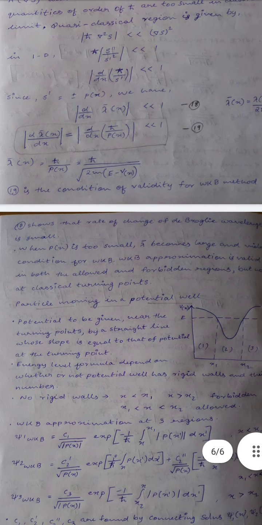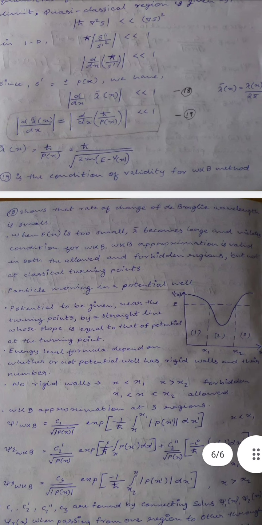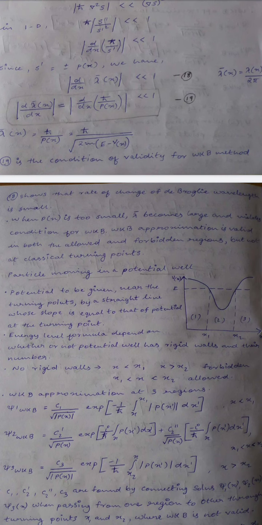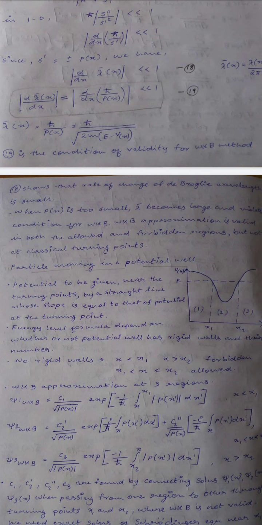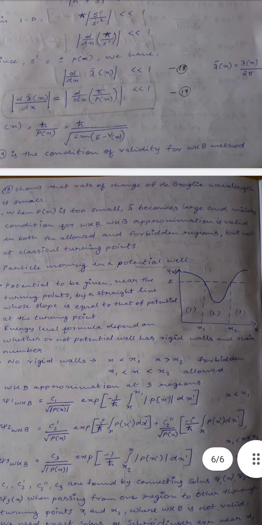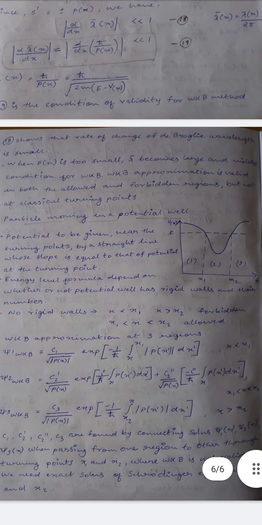Equation 18 shows that the rate of change of the de Broglie wavelength is very small. When p of x is too small, that is, the classical momentum is too small, lambda bar becomes very large according to the above equation, and it violates the validity condition for WKB.